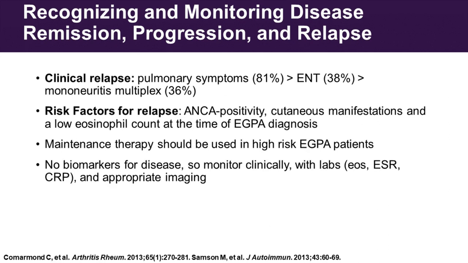When they do relapse clinically, most often these people are going to come back with pulmonary symptoms followed by ENT symptoms and then mononeuritis multiplex. And there is some evidence looking at risk factors for relapse in EGPA patients. Those that are ANCA positive are more likely to relapse if they have cutaneous manifestations and a lower eosinophil count at the time of EGPA diagnosis. Those are risk factors for relapse, and you want to make sure that these high-risk patients are on maintenance therapy. Again, there's no specific biomarker, so we're monitoring these patients clinically regularly. We're looking at their inflammatory markers. We're looking at their eosinophils. We're collecting whatever data we can to try to see if they're shifting into a relapse.